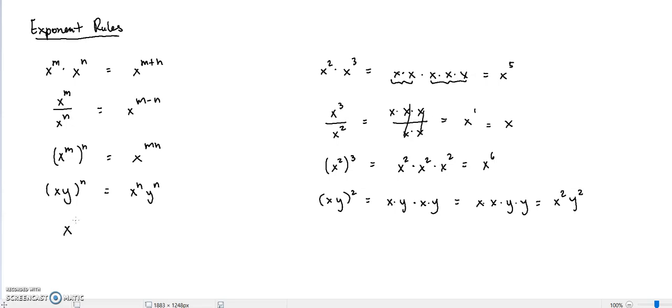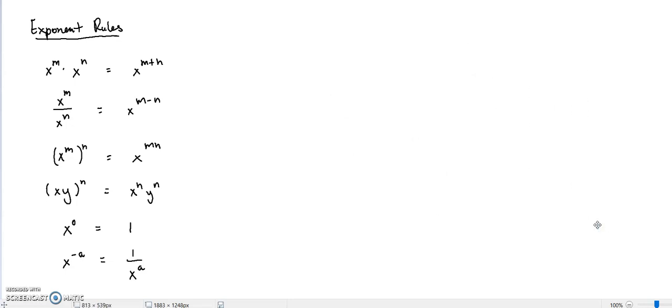All right, and then these two I'm going to put here, and we're going to talk about them some more. So anything to the 0 is 1, and anything to a negative exponent is a fraction. Okay, so anything to the 0 is 1, and anything with a negative exponent means reciprocal. All right, those are not easy to see right away. So what we're going to do is look at an example.